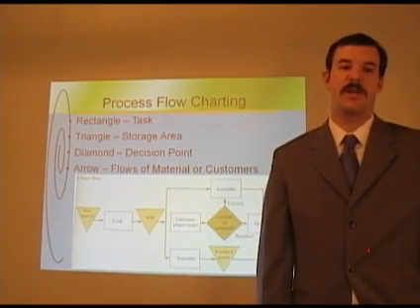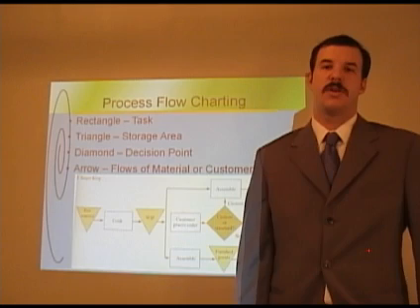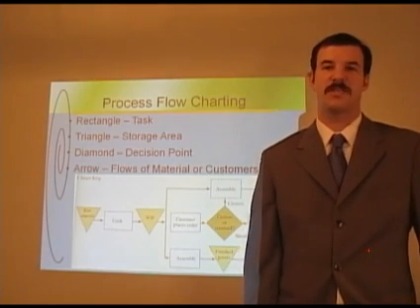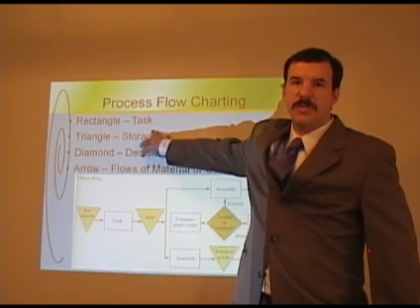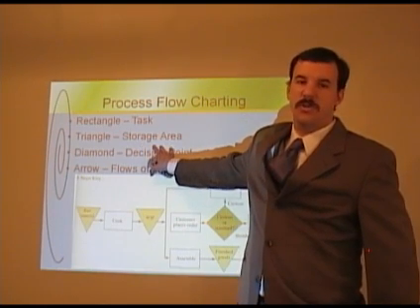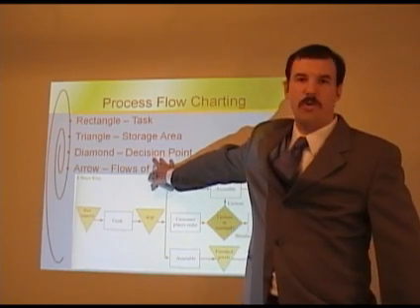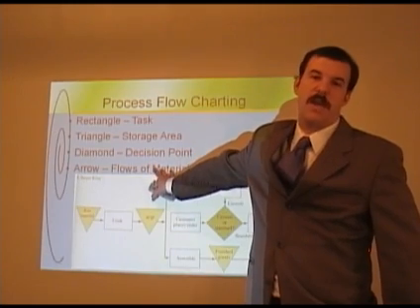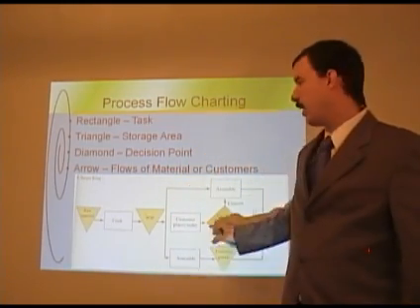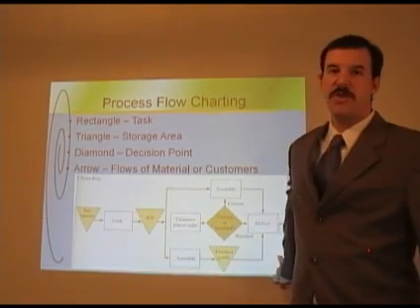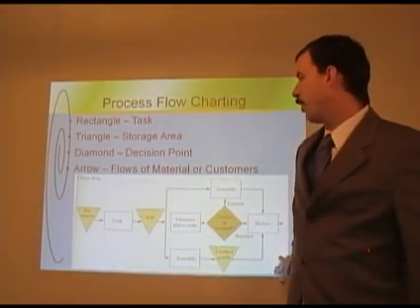Process flow charting is a way that you can depict what a process looks like. You use rectangles for tasks, triangles for storage areas, diamonds for a decision point, and arrows for flow of materials or customers. I have here an example of hamburgers being made at Burger King.